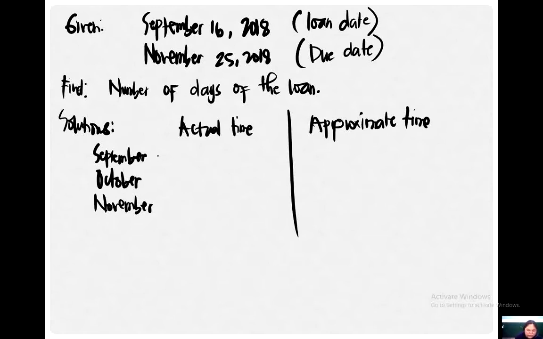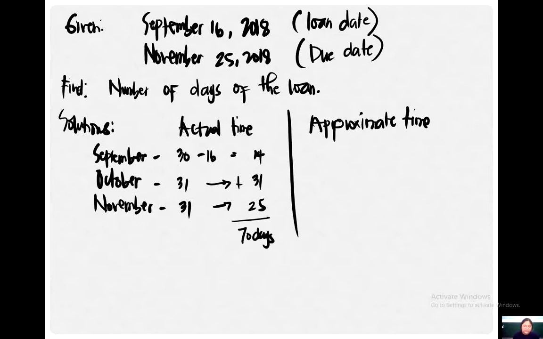Okay, so our actual time, the number of days from September, we have 30 days. October, we have 31 days. November, we have 31 days. So the start of the loan is September 16th. We're just going to subtract. So the answer is 14. Okay, and then just copy 31. Then the last day or the due date is November 25. So let's just write 25. Okay po, then add them together. So 14 plus 31 plus 25 is what? Okay, 70 days. Okay po. That's the actual time. So from the actual time, the duration of your loan is 70 days.